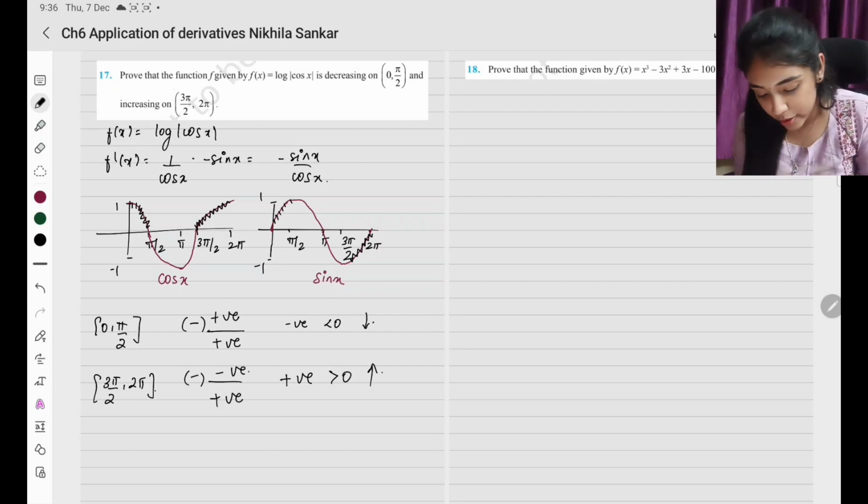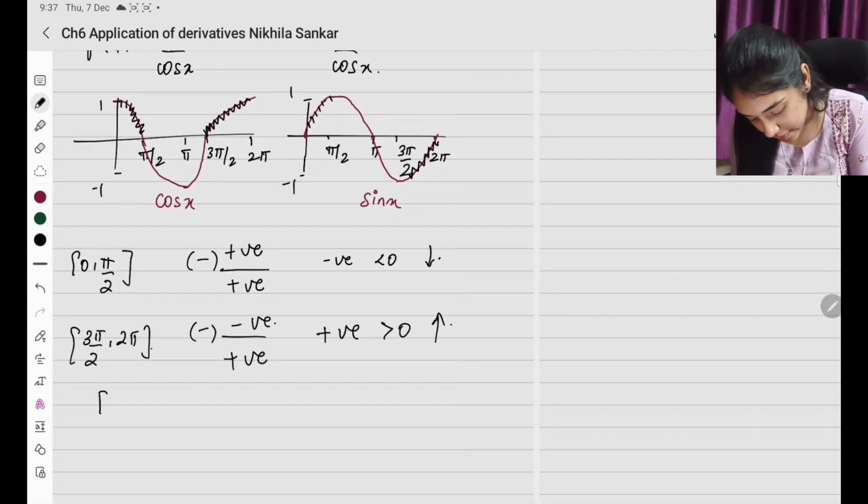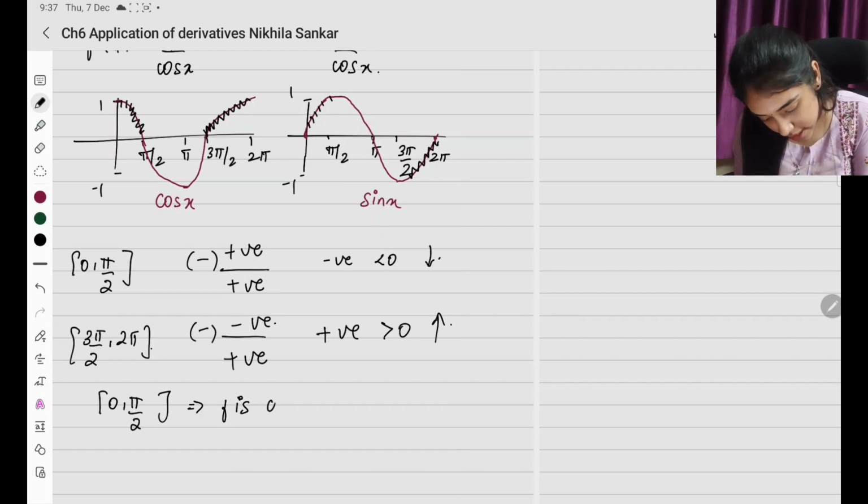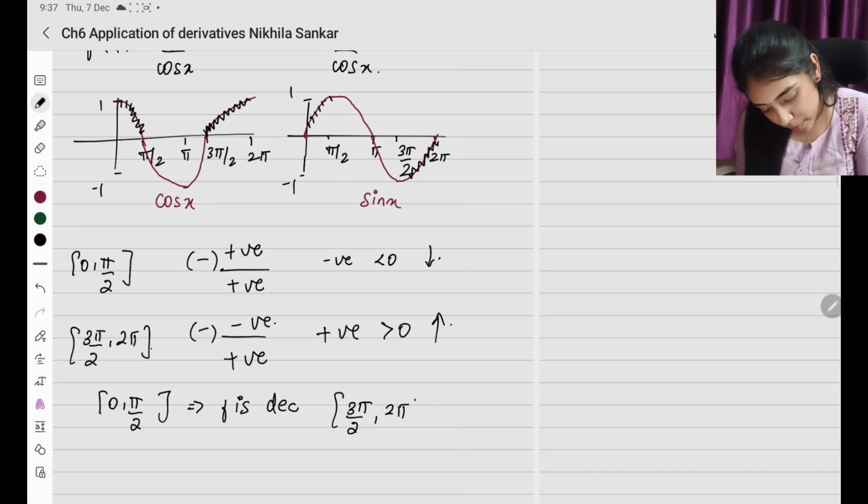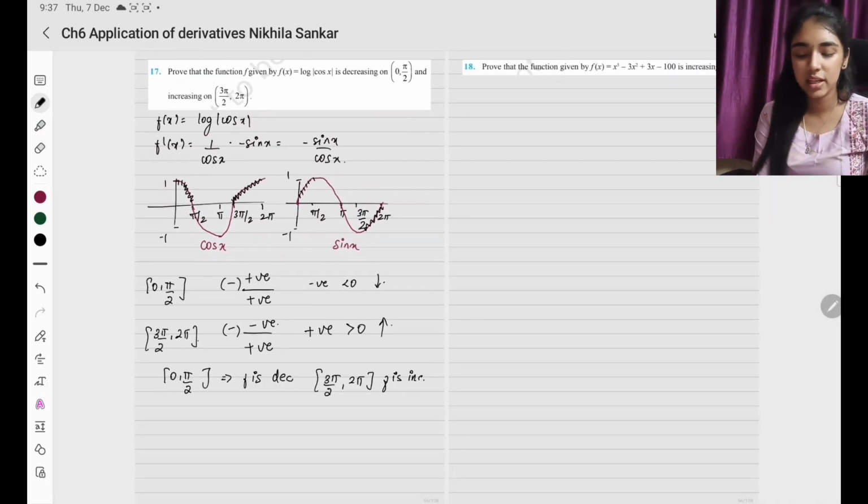So from 0 to pi by 2, it is decreasing. So I have 0 to pi by 2, f is decreasing, and 3 pi by 2 to 2 pi, f is increasing. Okay, if we draw a graph like this, we will understand it simply.